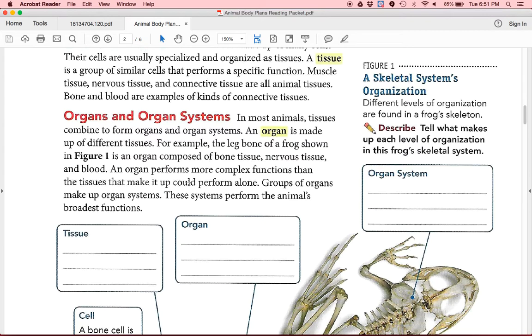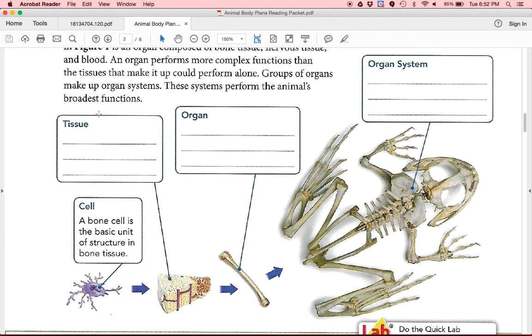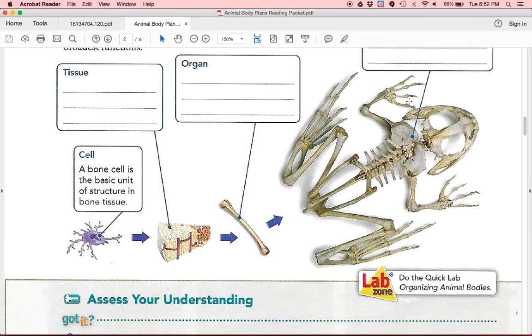Groups of organs make up organ systems. These systems perform the animal's broadest functions. So again here, cells make up tissues that make up organs that make up organ systems. And organ systems, it doesn't show it on here, but organ systems make up organisms.